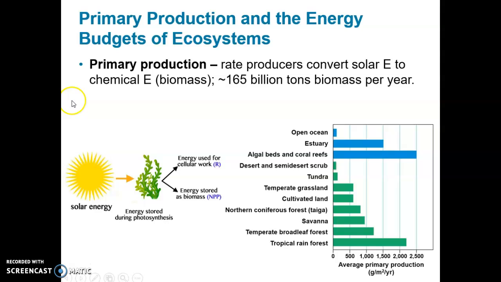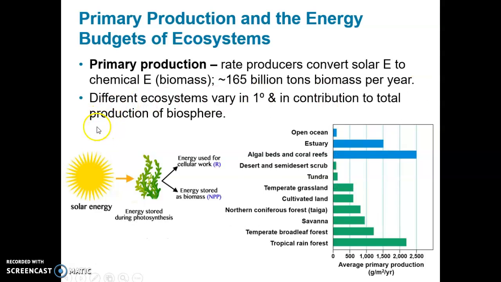So let's talk about how biomass is produced. Primary production is the rate that producers, so photosynthetic organisms, convert solar energy into the chemical energy of biological molecules, or biomass, and it is a huge amount, about 165 billion tons of biomass per year globally. Different ecosystems vary in their primary production and in their contribution to the total biomass production of the world.